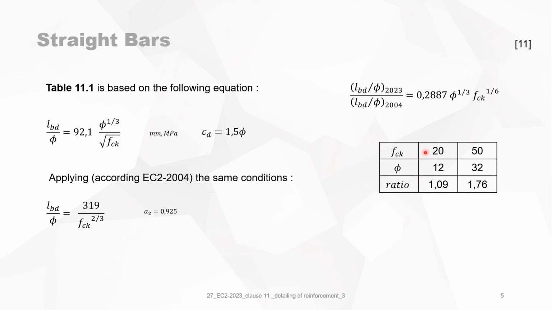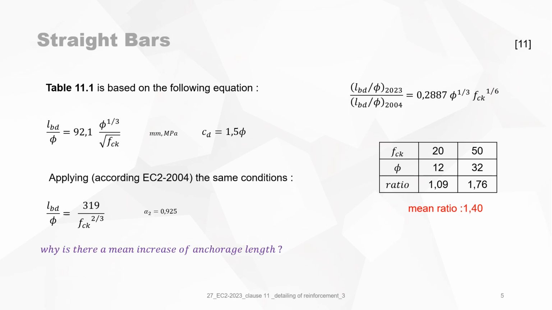Now we take some extremes. When you can have a concrete quality of 20 to 50 and you have a diameter 12 and 32, then you see that this ratio, which is valid for table 11.1, varies between 1.09 and 1.76. So the mean ratio in the table, when you recalculate table 11.1 for Eurocode 2 version 2004 under the same conditions, and you take a mean of the whole table, then the mean ratio is 1.4. So it means that you need 40% more anchorage length in the code of 2023.